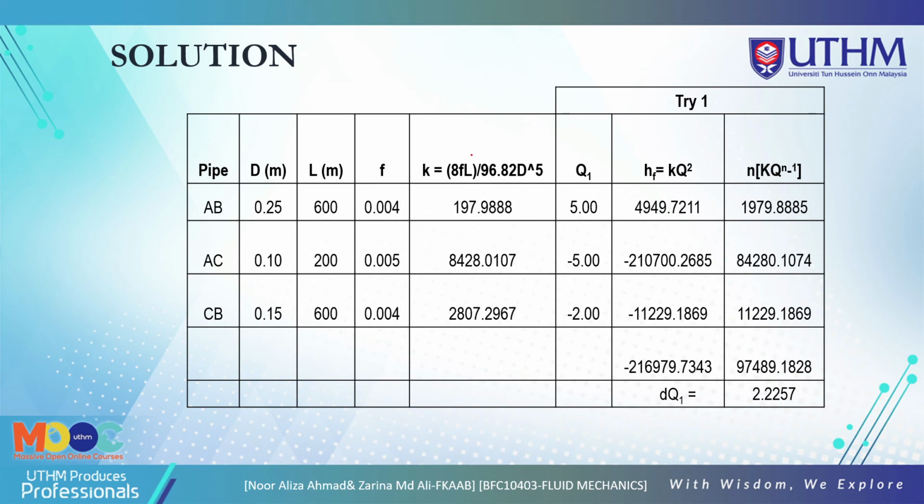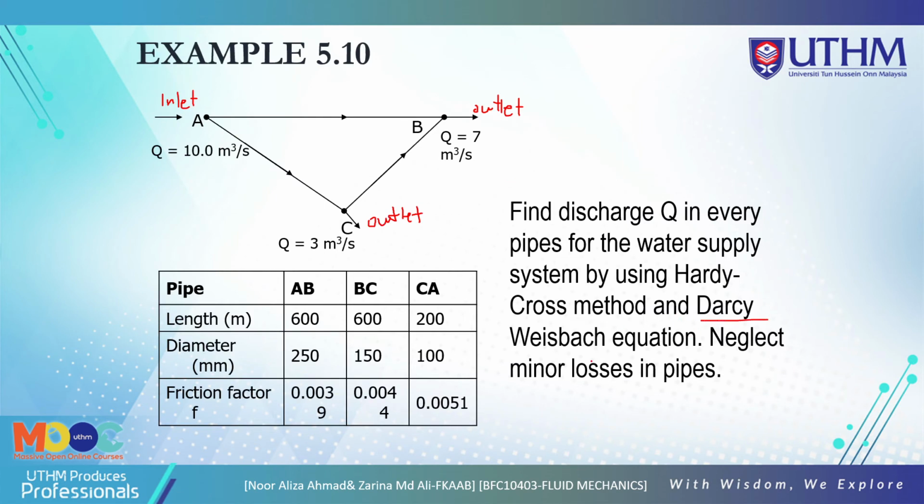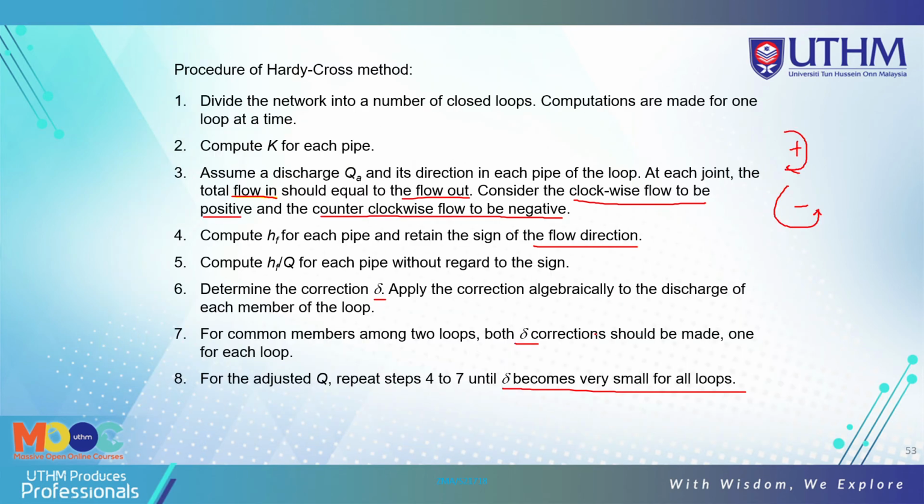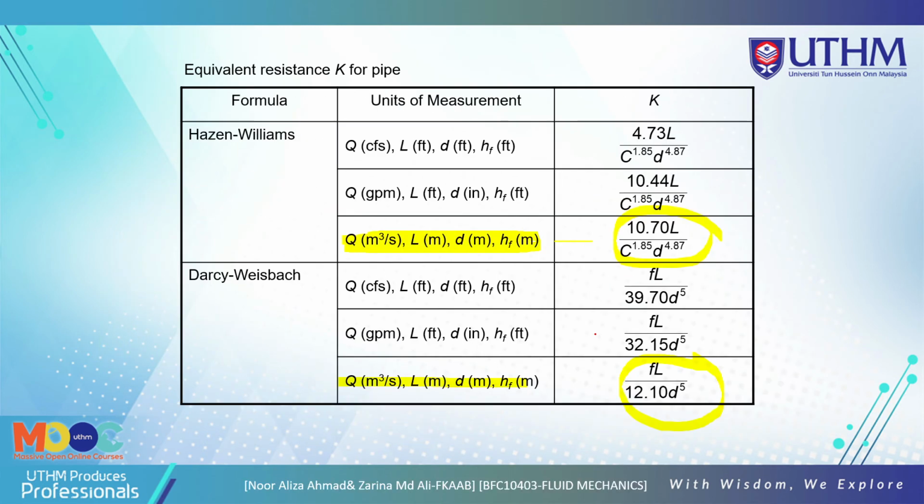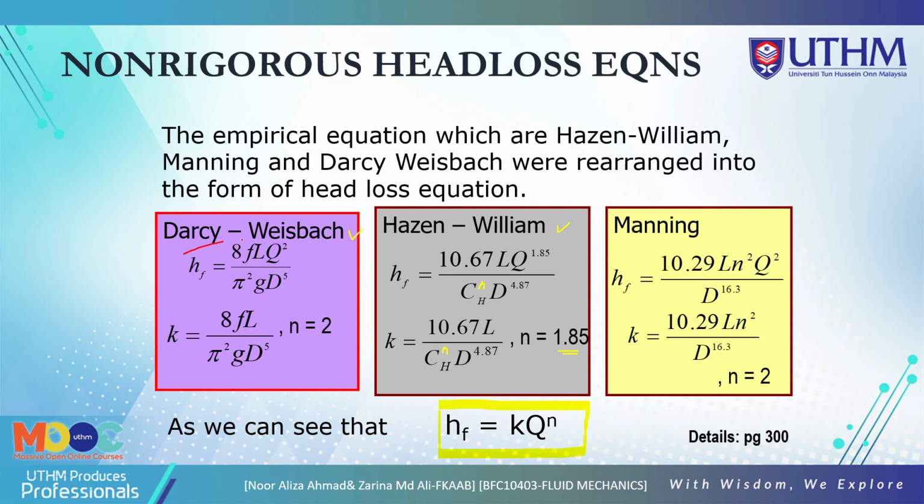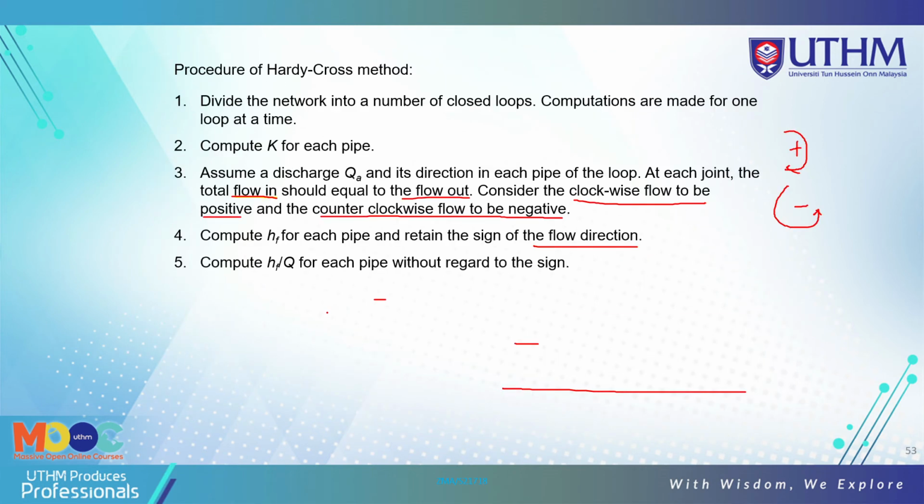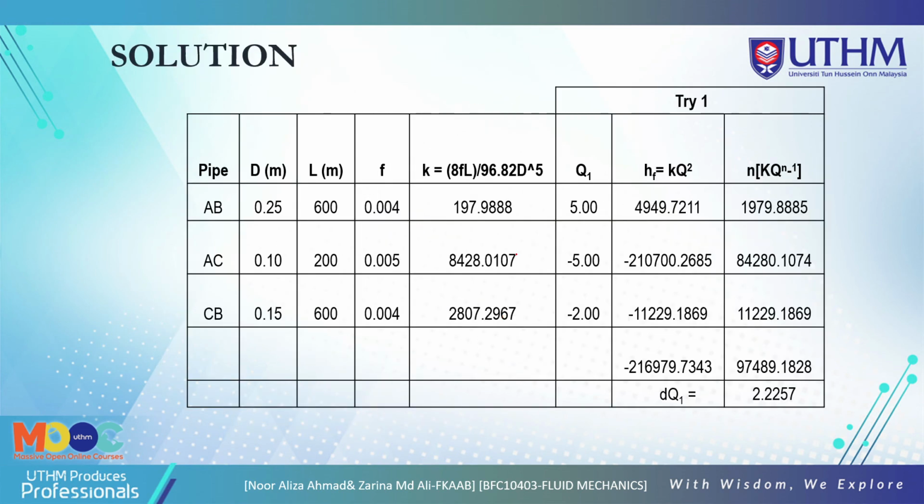Then you use the Darcy-Weisbach equation. So you must use the K here, using K equals 8FL divided by pi squared g d to the power of 5. And hf is based on Darcy-Weisbach here, and the K is here, and n is 2. So you use the Darcy-Weisbach here.